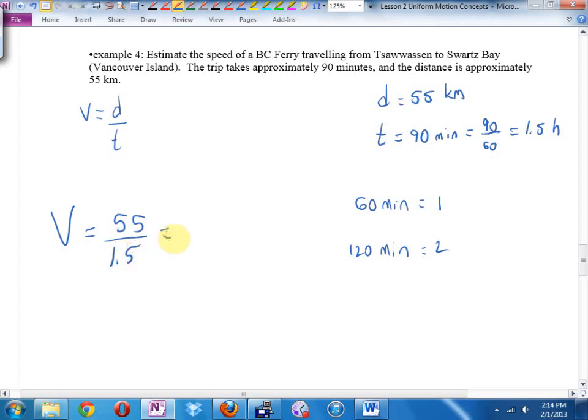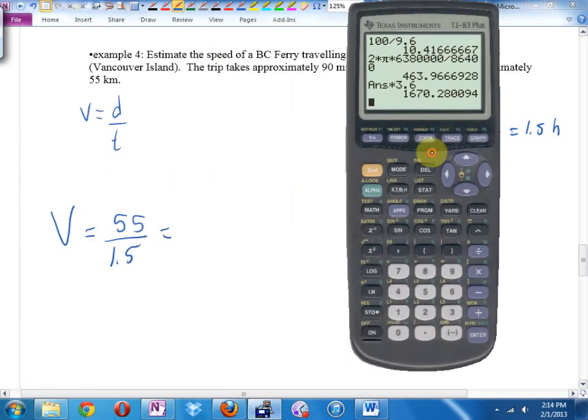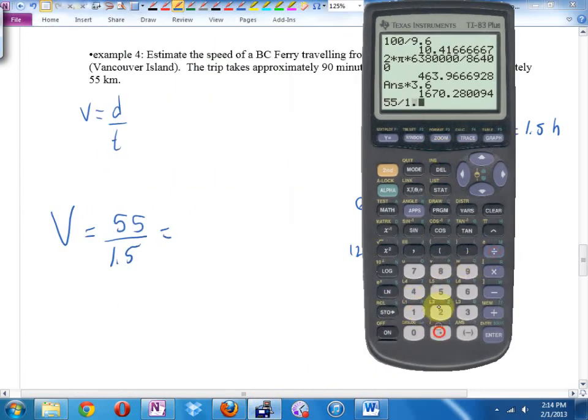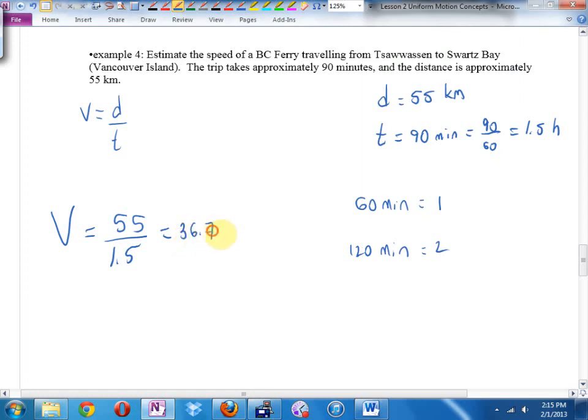The average speed, because I think ferries speed up and slow down, so really what we're finding is the average speed. But the average speed is what? Having fun, Miller? Don't stay like that. 55 divided by 1.5, 36.6 or 7. If I round off properly, 36.7 kilometers per hour. Those ferries actually almost do road speed. They do school zone speed. They're pretty fast on the water for something that big.